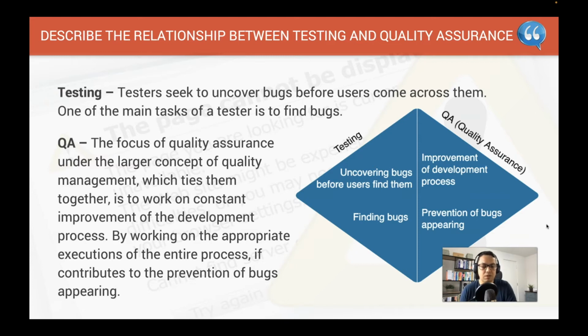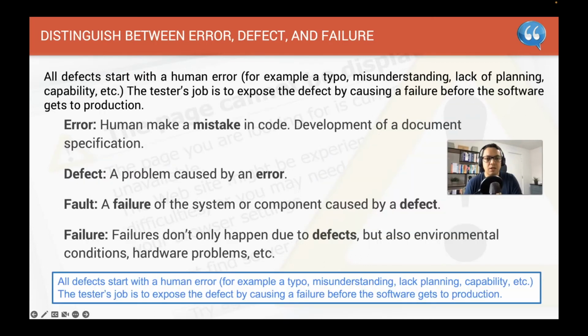It contributes to the prevention of bugs appearing. So it's like the prevention side of it. But again, testers find bugs. Quality assurance helps improve the process and helps prevent bugs from appearing. This is a really good one to think about. Just bear that in mind, this will follow in the ISTQB exam as well.